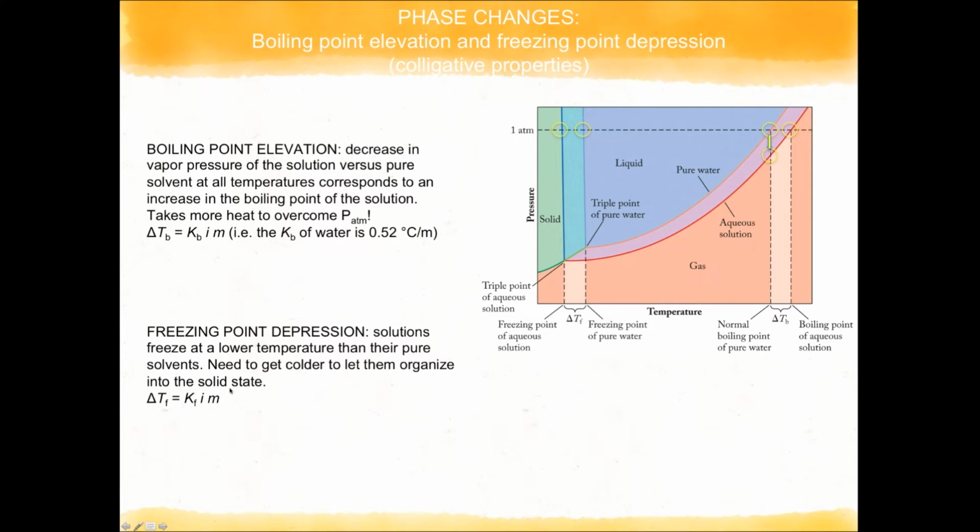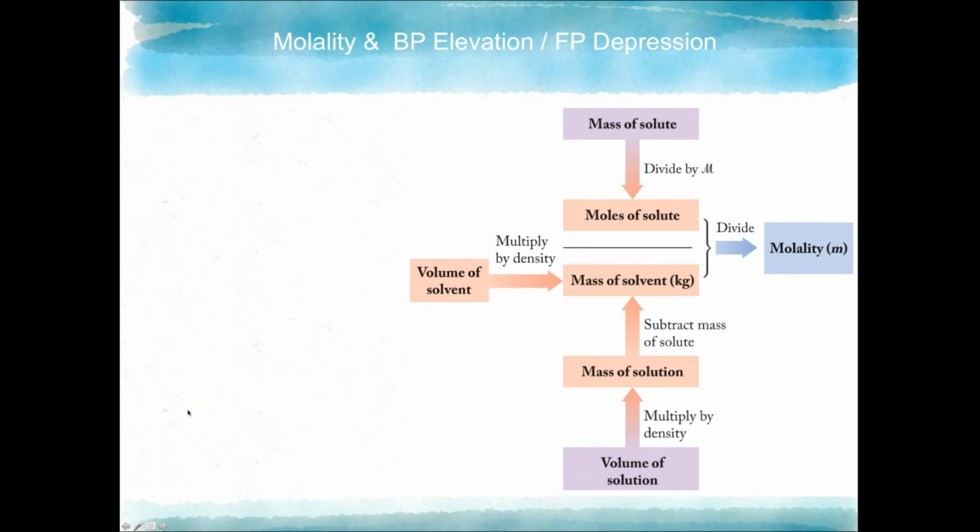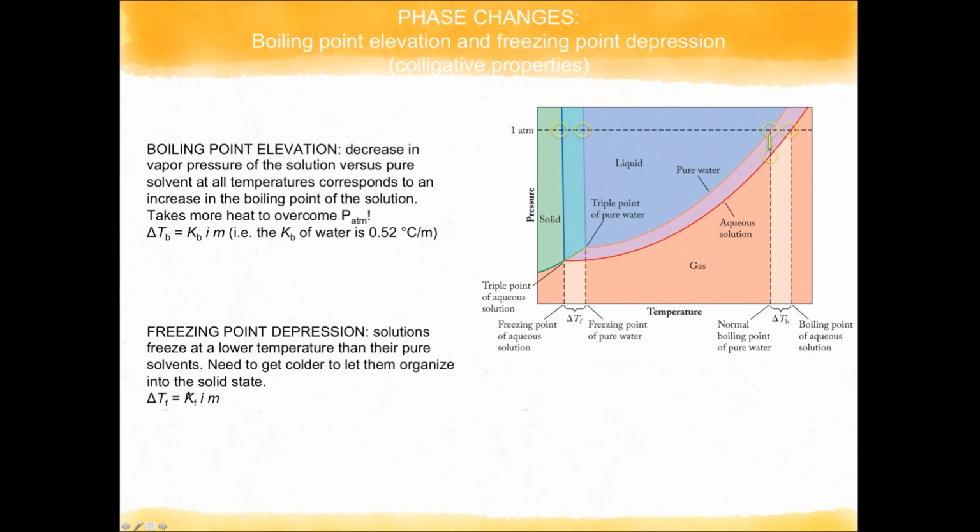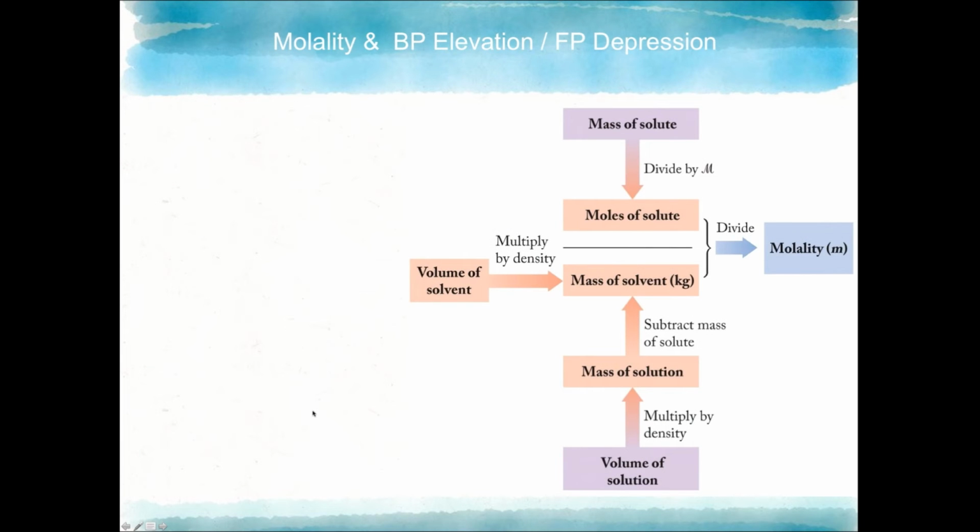Again, we can calculate that actual temperature change, the depression, the value that it's going to go down by, by looking at the freezing point depression constant for water times the Van 't Hoff factor, which has to do with the actual number of moles of solute dissolved, and the molality. So let's go ahead and talk about molality.